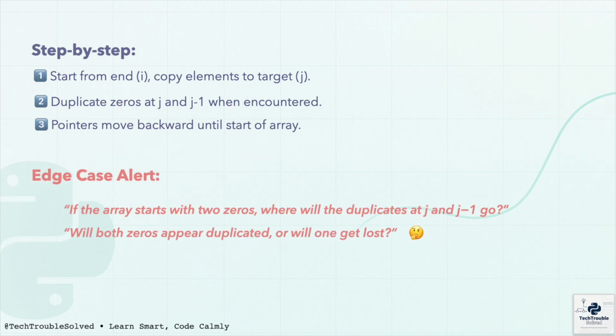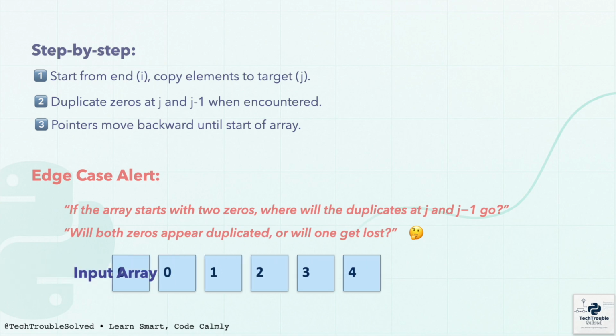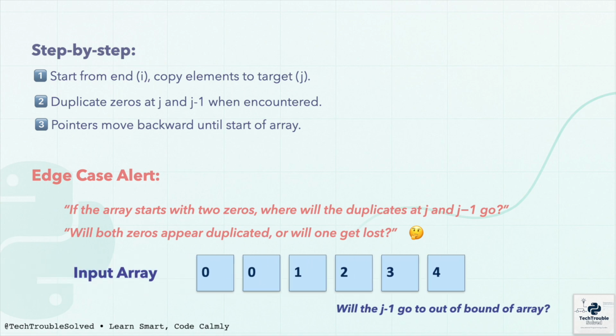Alright, before we go further, let's think about something tricky. In our reverse approach, whenever we find a 0, we duplicate it by writing at positions j and j minus 1. But here is a question for you. What if our array starts with zeros? Say the very first or even the first 2 elements are zeros. Where would these duplicates at j and j minus 1 actually go? Would they both fit inside the array or would one get lost somewhere? Take a second to guess and then we will see exactly what happens in that edge case.